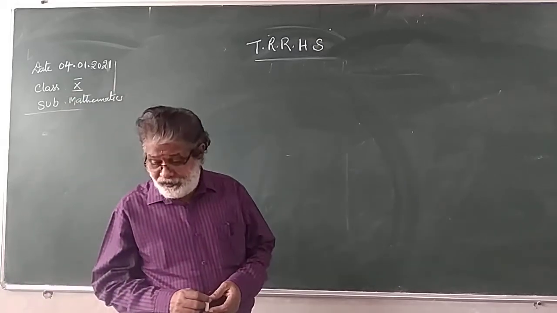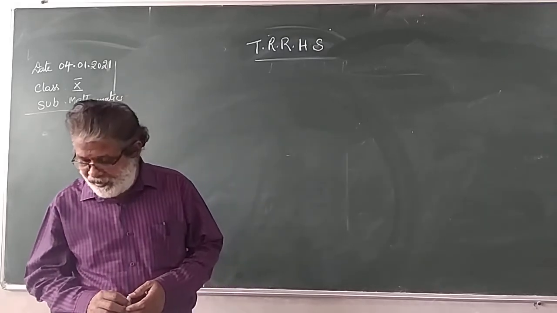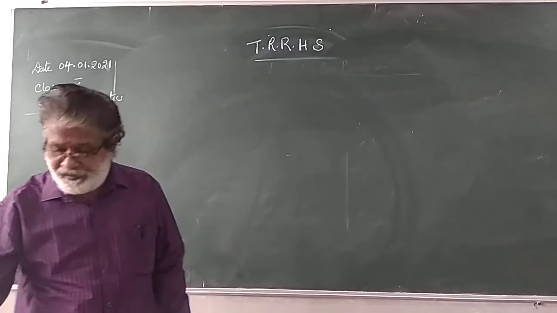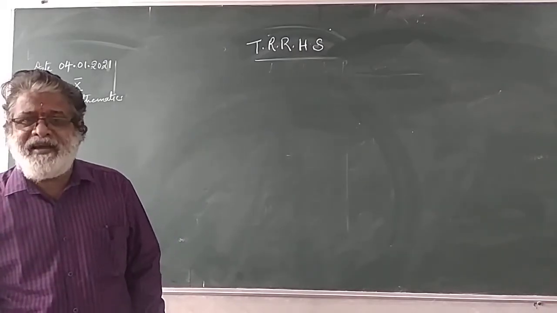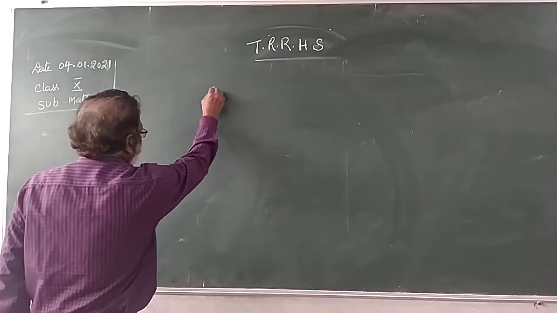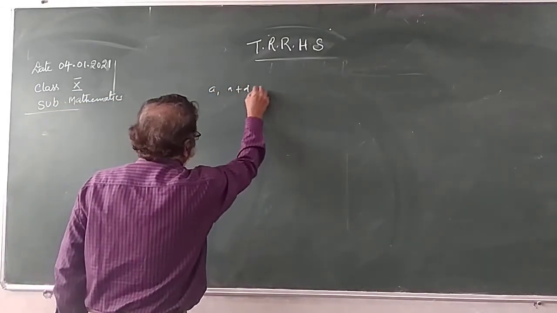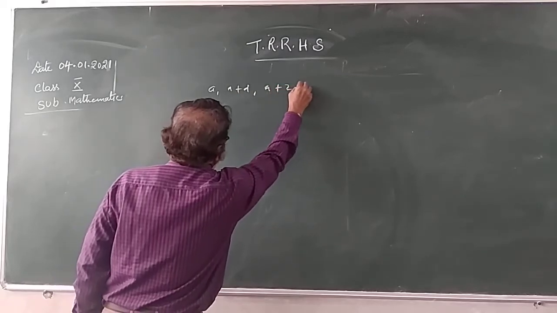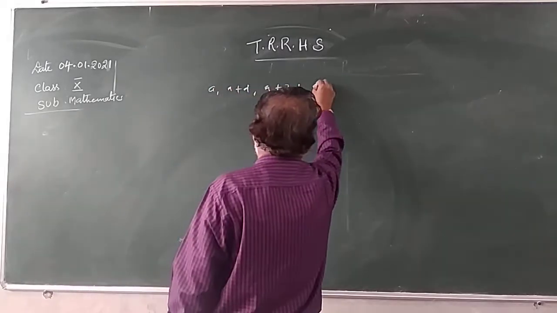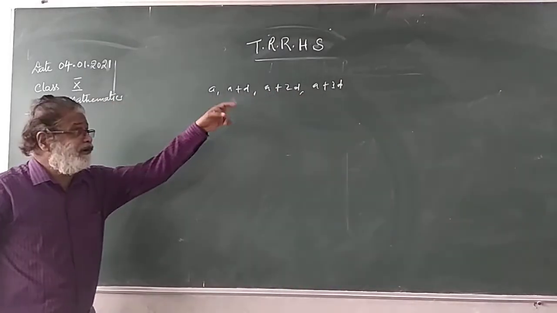Okay, so in our last class, we discussed arithmetic progression. Also, we have completed exercise 6.1. What is the first term of an AP? The first term of an AP is A. The second term is what? A plus D. Third term is A plus 2D. Fourth term is A plus 3D. The first term is A. Second term is A plus D.